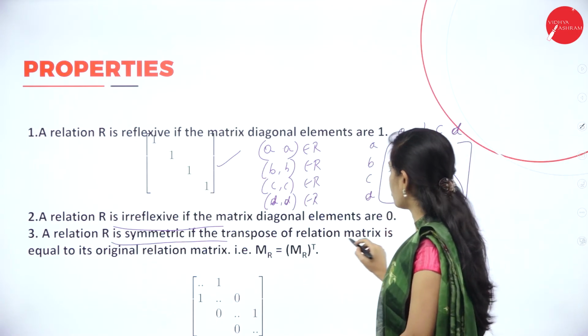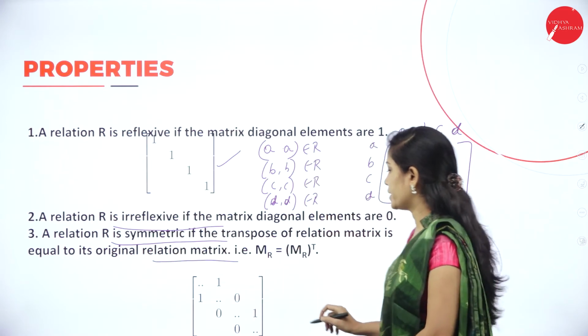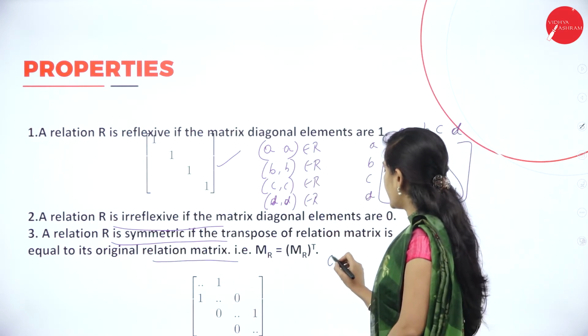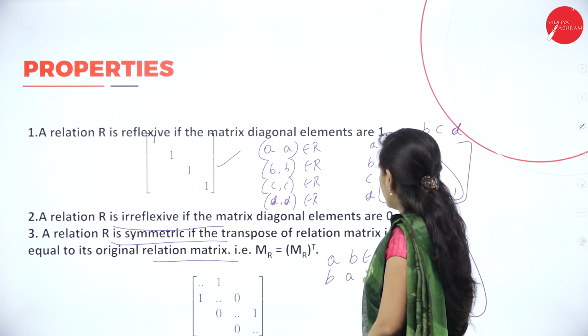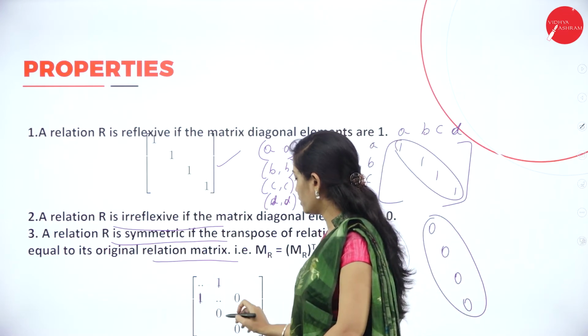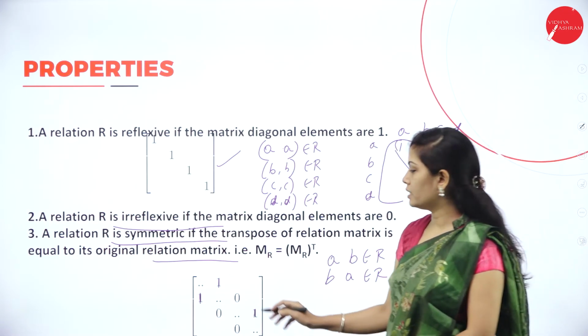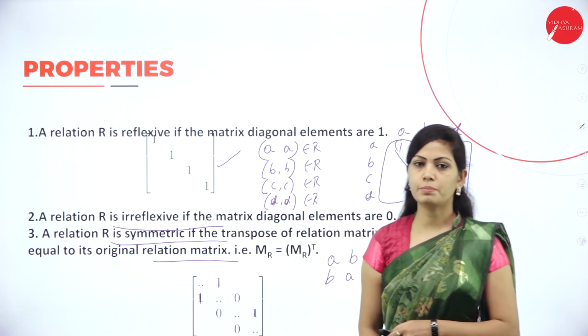R is symmetric if the transpose of the relation matrix is equal to its original relation matrix. Symmetric in the sense (A, B) belongs to R and (B, A) belongs to R. So we will get 1, 1, 1 and all other elements are 0. So this is your matrix representation.